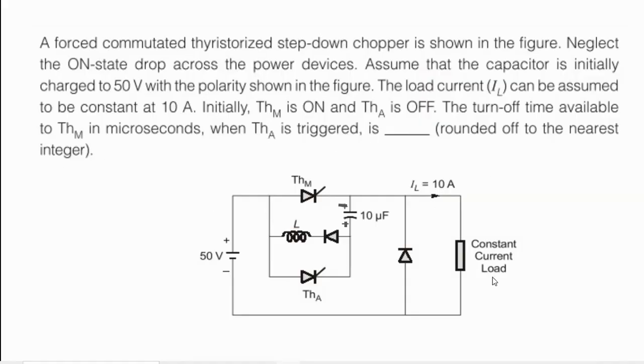So we have this circuit in which the input DC voltage is 50 volt. This is the main thyristor. This is the auxiliary thyristor. And we have the capacitor, inductor, and the diode. These components are the commutating components.